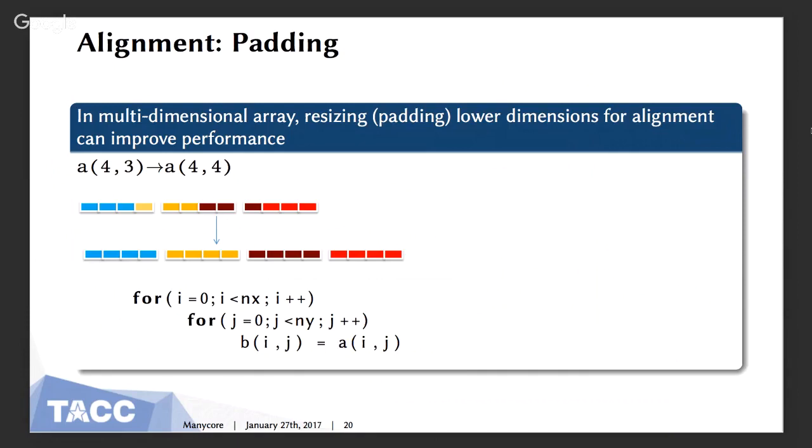What you can do is just add an additional column to your array, and then it will align as it does along the bottom here. And basically what you do is just not use the operations that you have in that last column.